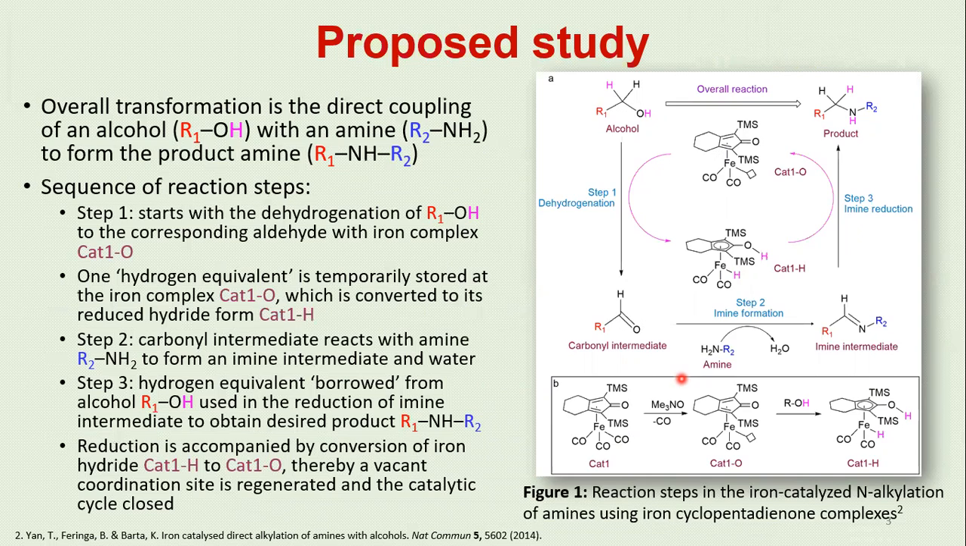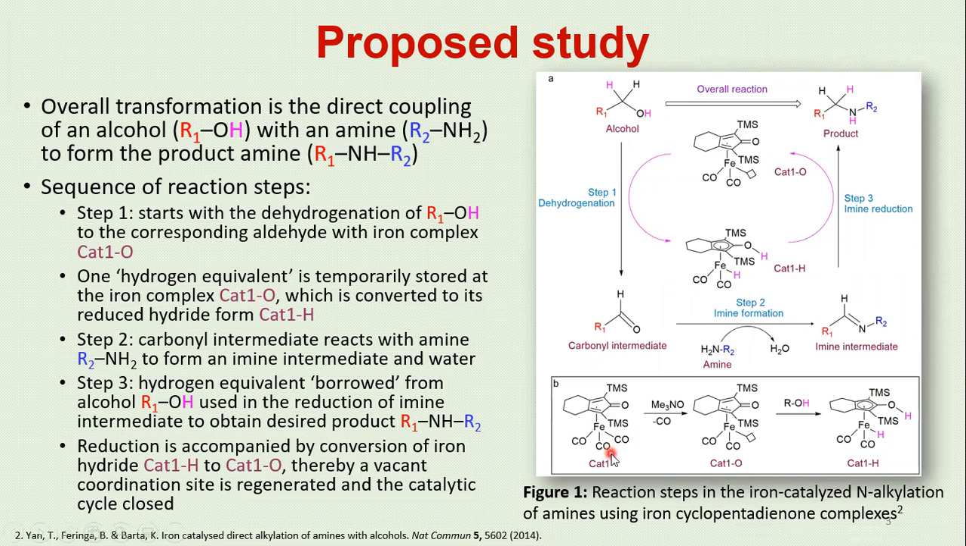For my PhD, I will be looking at different earth-abundant metals. However, for this presentation, I will focus only on the borrowing hydrogen reaction for iron, which is shown in figure 1. The overall reaction is the transformation of an alcohol to the product amine. Since this is a catalytic process, there are 3 steps in which the transformation to the product occurs.